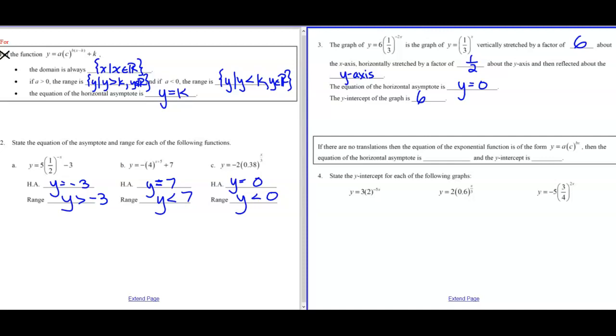Okay, so if there were no translations, then the equation of the exponential function is in this form. Then the equation of the horizontal asymptote is y equals 0, and the y-intercept is a. Because a lot of our application questions are going to be like this, with nothing added or subtracted afterwards. So that's why it's kind of signaling that one out.